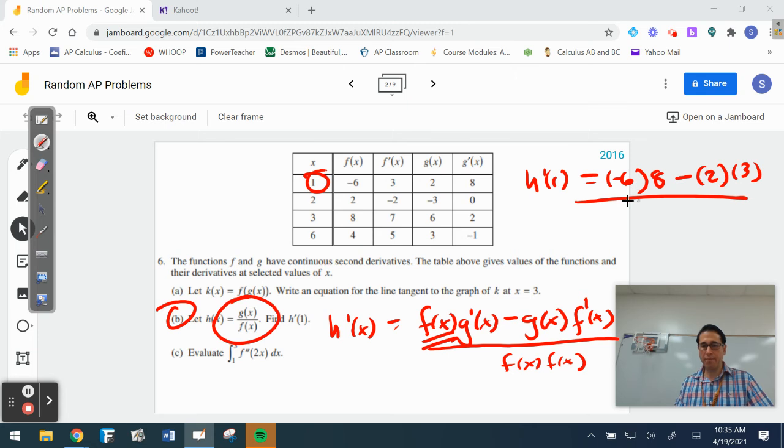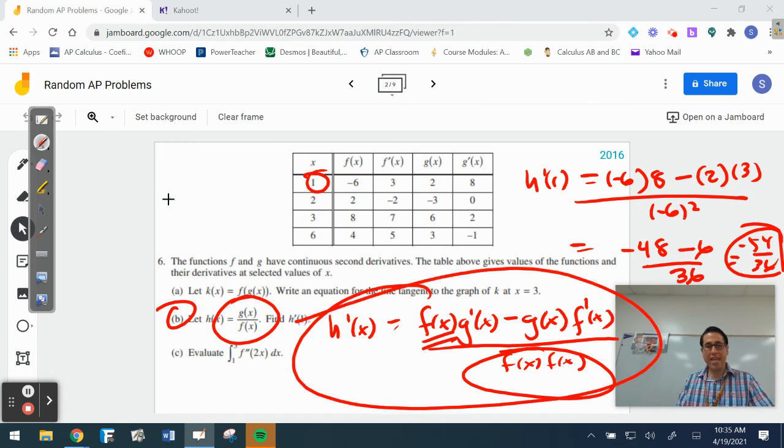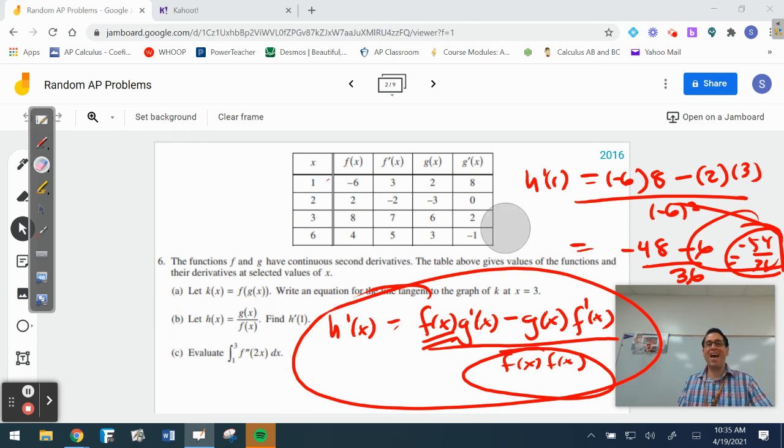I could easily make mistakes. I should probably be taking my time. F of 1 is negative 6, and I'm going to square it. So what's that? Negative 48 minus 6 all over 36. Is that all right? Sweet! Negative 54 over 36. Don't reduce. Just get the full credit. You guys, that's worth 3 points. So if you just did that correct, you got 2. And then you got 1 for plugging them all in. You should be 6 out of 6.